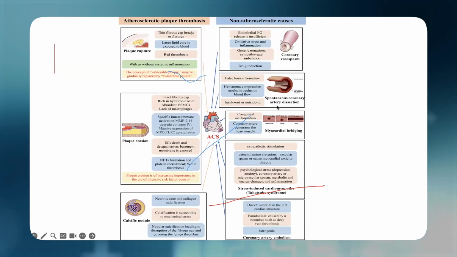Then there can be myocardial bridging. Myocardial bridging can be completely benign, or even cause MI in very rare cases. Then there can be Takotsubo, which we talked about: sympathetic stimulation, catecholamine elevation, stunning of the myocardium. And there can be coronary artery embolism.